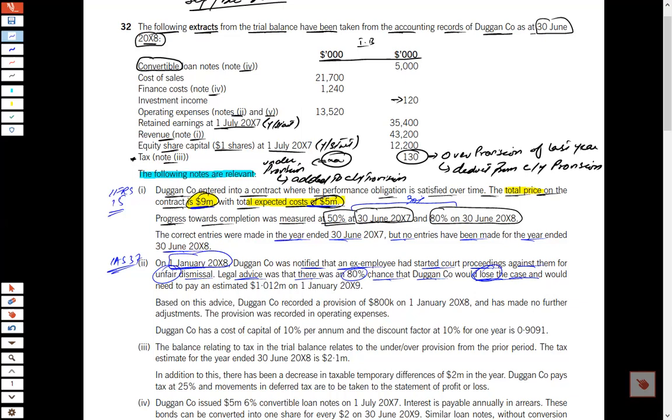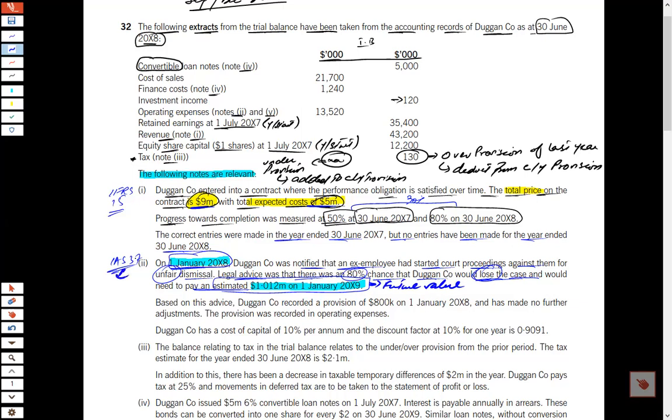Legal advice was that there was an 80% chance that D company would lose the case and would need to pay an estimated 1.012 million on 1st Jan 2009. By the way, you are making this estimation on this date and it is to be paid on 1st Jan 2009. So it's actually a future value.